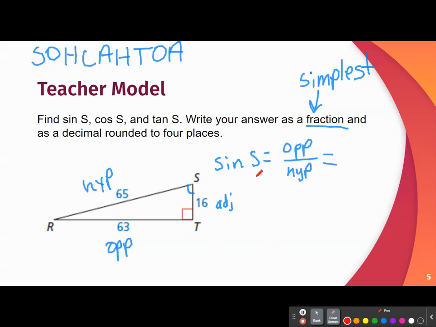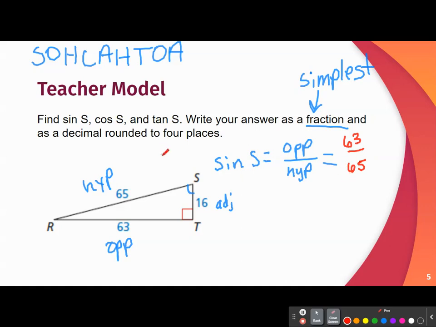All right, so opposite is 63. Hypotenuse is 65. So 63 over 65. I know 3 doesn't go into 65, and 7 wouldn't either. So this right here is already reduced. So 63 over 65 is already reduced.